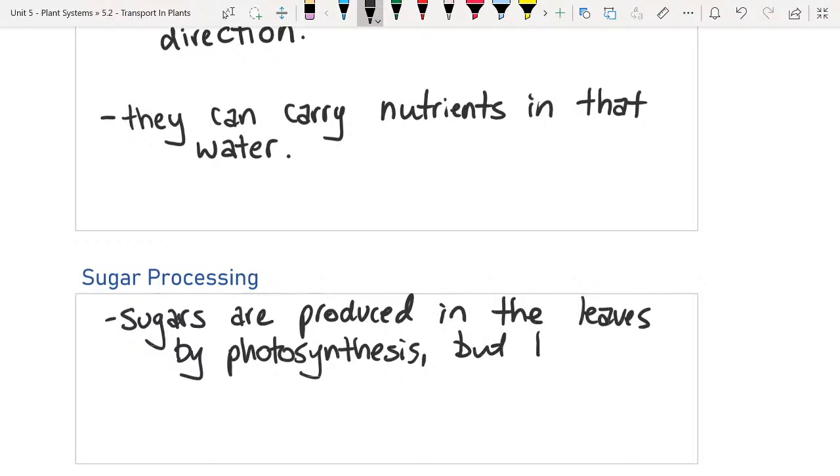But they have to be moved throughout the plant.